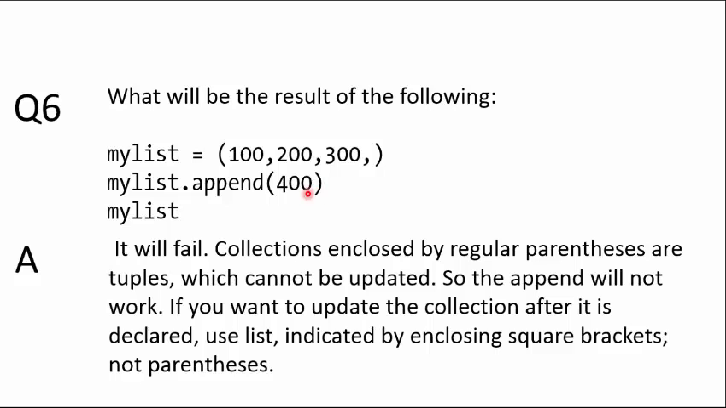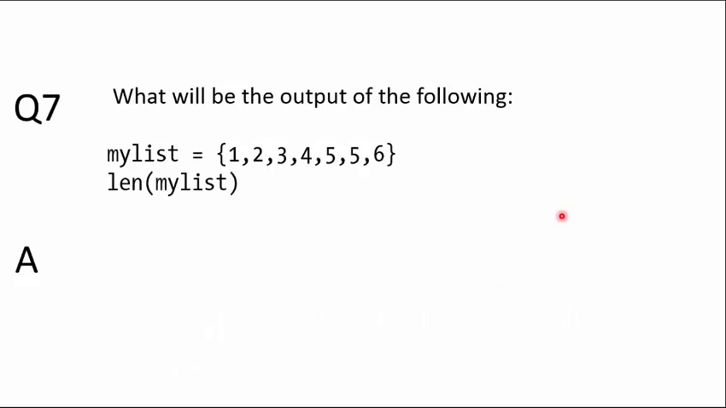At this point, it will fail, so my list will simply show what is already there: 10, 100, 200, 300, etc. So it's not going to be of any use. An error will be thrown at line number 2. So if you wanted to make it an appendable or modifiable collection, you have to make it a list by using square brackets. Question 7.